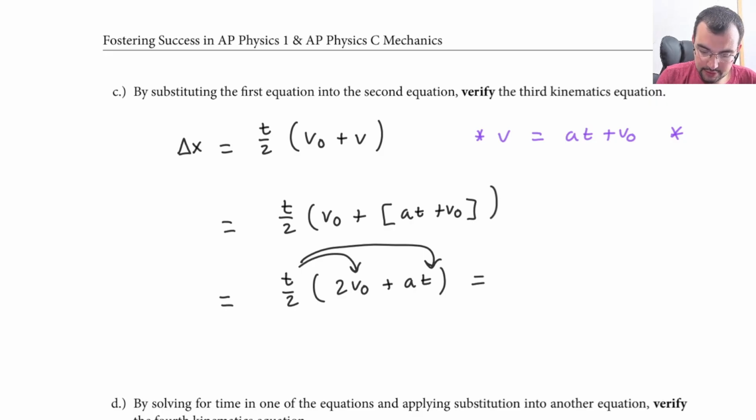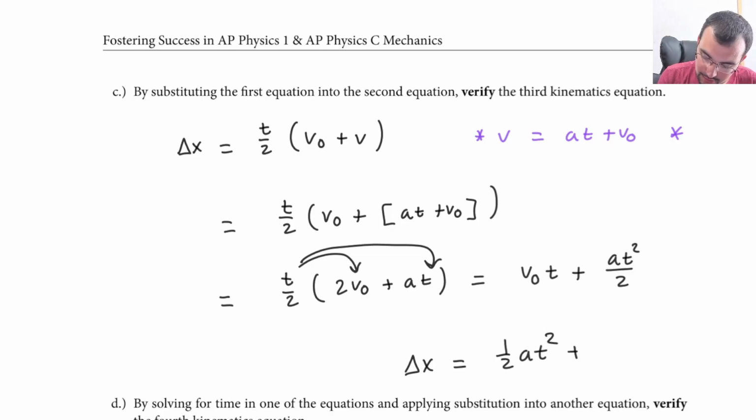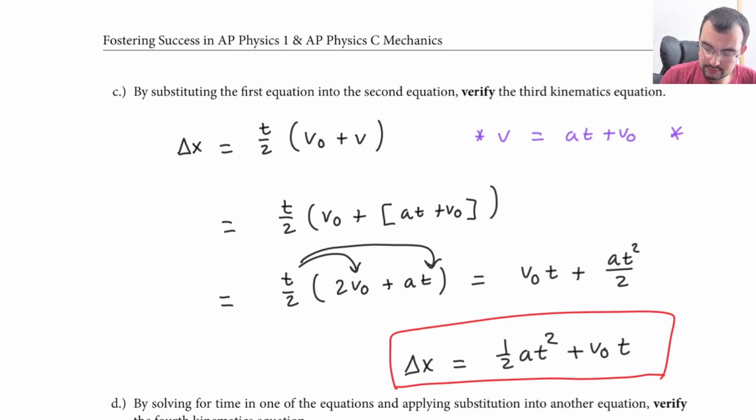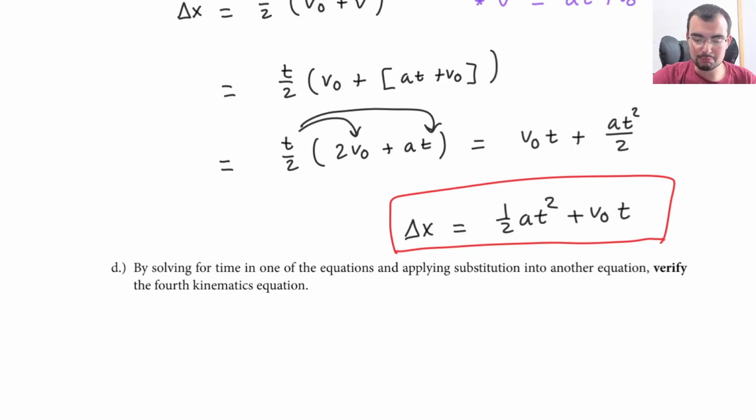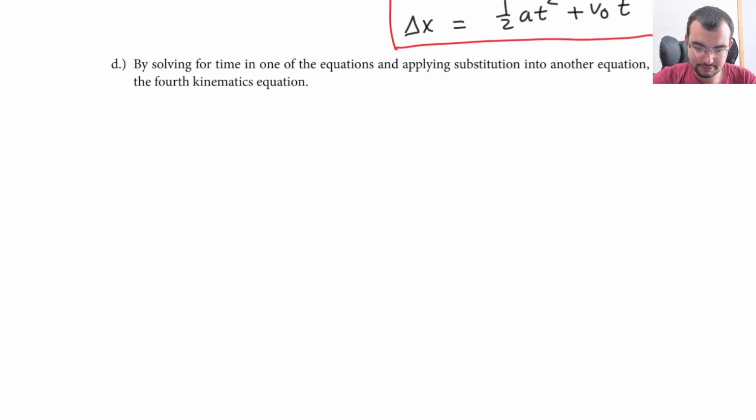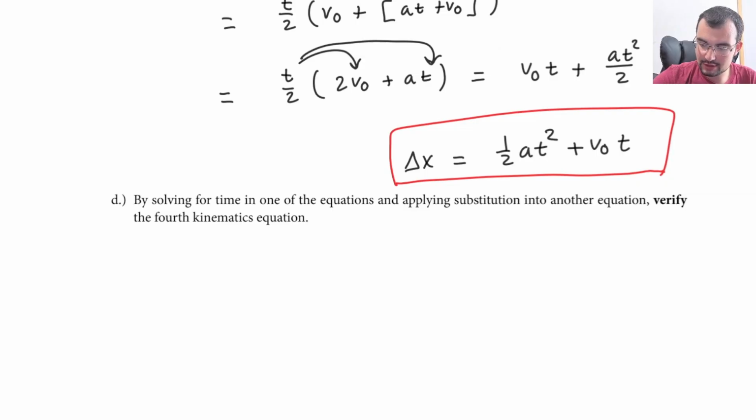And we get the 2 and the 1/2 cancel there. So this would be v0t. And then I would get at squared over 2. So then just writing this in our standard form, we'd get delta x is 1/2 at squared plus v0t, which is a kinematics equation. This one's useful for modeling position as a function of time. And also notice this one, if acceleration is 0, we get distance equals speed times time. So it's consistent.